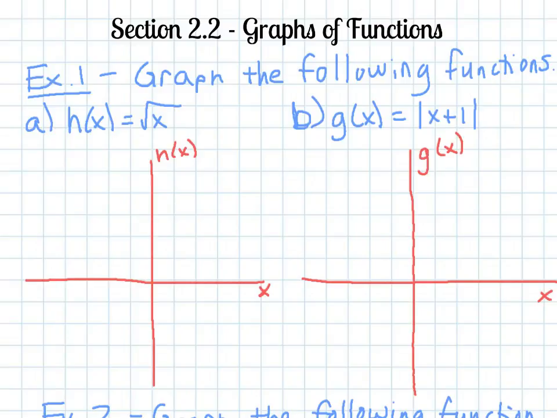If you have h of x equal to the square root of x, remember, for square roots I usually like to do the perfect squares. It just makes it easier to find values and plot the points, so you're not plotting decimals, but you can, because you have calculators. But I like to start with the perfect squares.